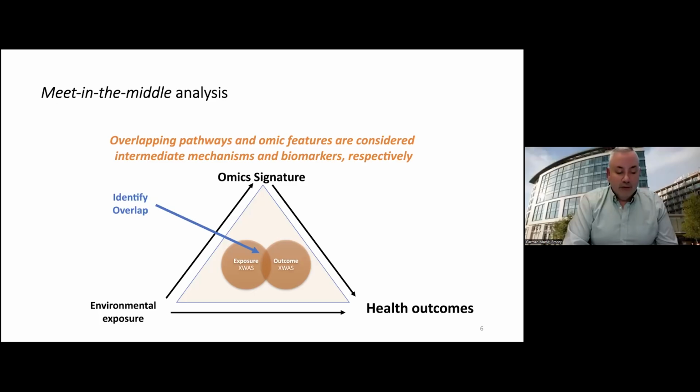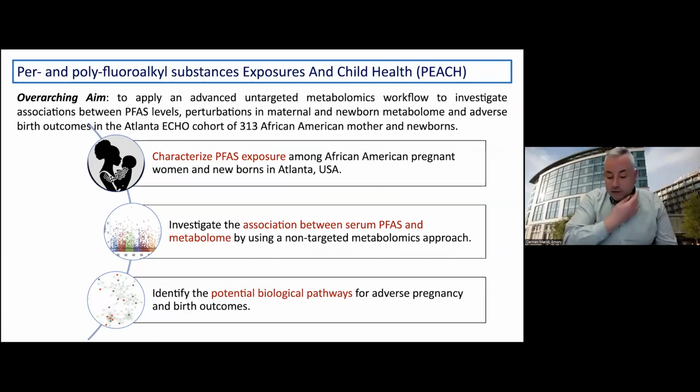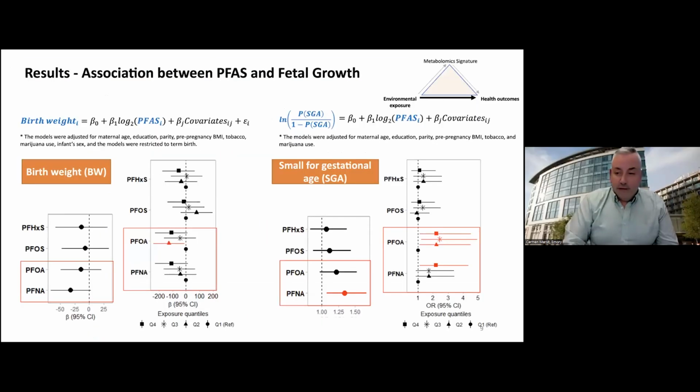To give you a concrete example, I'm going to walk through the work of a talented graduate of our Emory Environmental Health doctoral program, Ron Chang, who's now at NIEHS, and led by our really innovative early career faculty member, Donghai Liang. They were looking at metabolomic features that link PFAS exposures to birth outcomes, and particularly infant growth, in a study of African American and Black women here in Atlanta. For this study, the first step is to identify, can you see an association between exposure and that outcome?